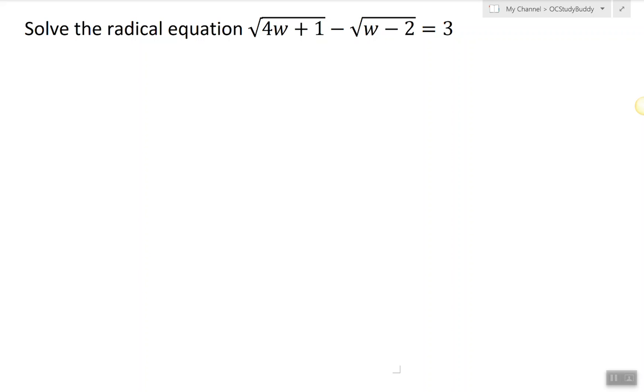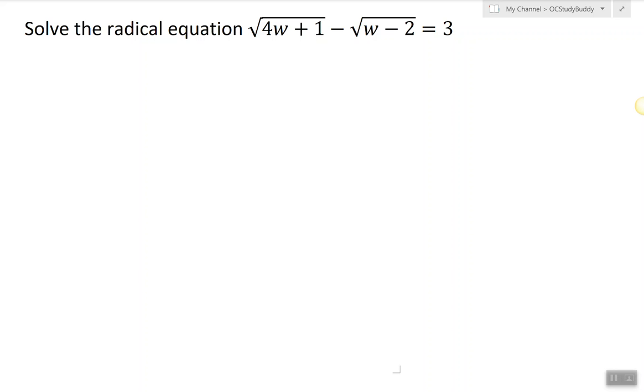In this video, I will show how to solve a radical equation. First, let me remind you that to solve a radical equation, we have to isolate a radical expression and then raise both sides to the appropriate power. In this case, we have two radical expressions, but the presence of either one of them is what makes this equation radical. So it doesn't matter which radical we isolate.